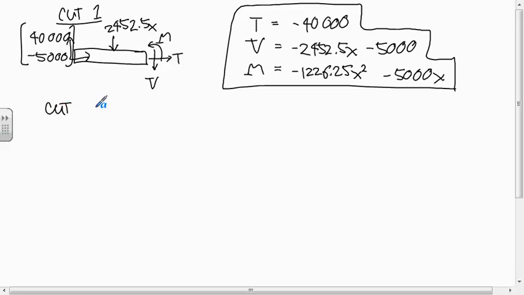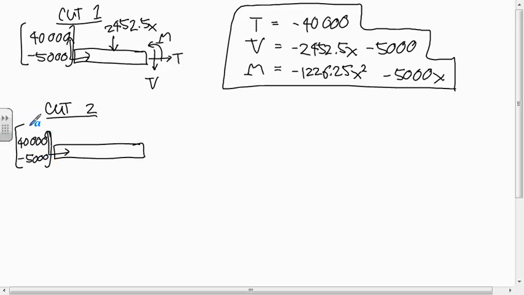Then cut two. You have 40,000, negative 5,000. A point force of 2452.5x. Another point force here of 14,905. And then the internal loads.